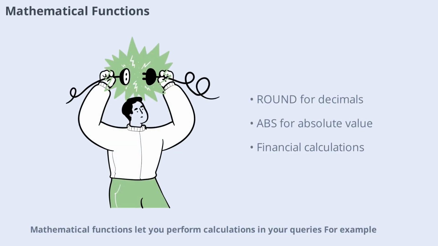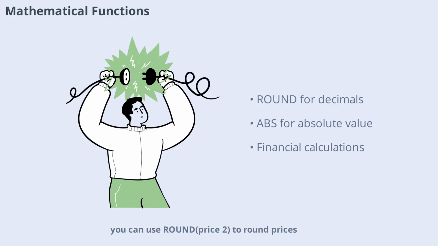Mathematical functions let you perform calculations in your queries. For example, you can use ROUND(price) to round prices or ABS(value) to get the absolute value. These functions are useful for financial analysis, reporting, and data transformation.